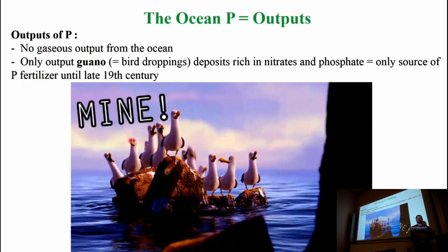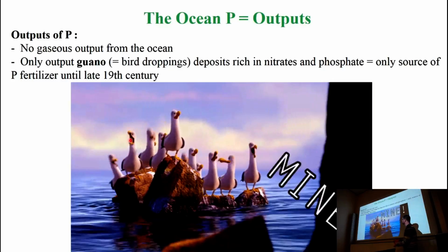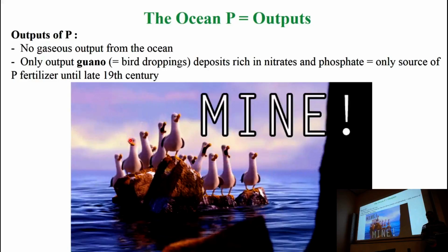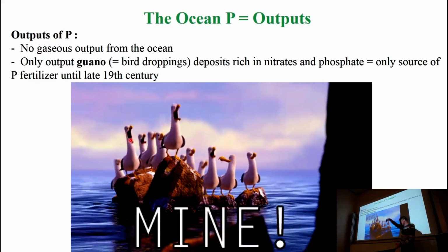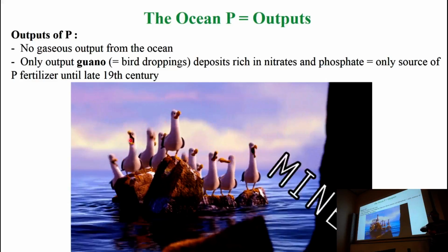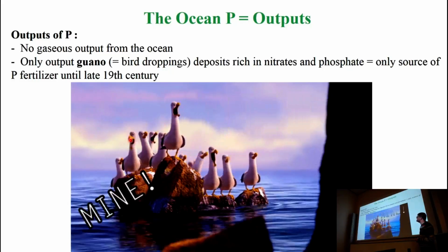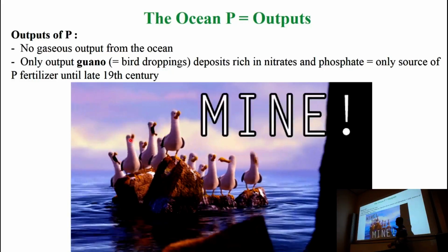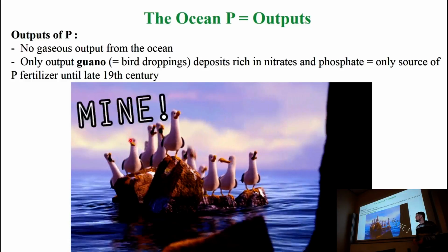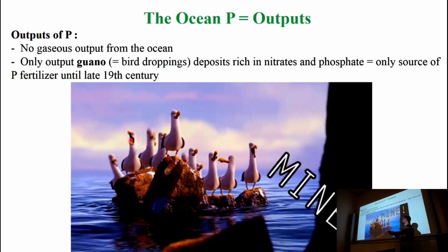The only output for phosphorus, because it doesn't have a gaseous phase, is if something eats some organic material, flies over land and then poops it out. Which is why Bass Rock was important, because all of that guano covering Bass Rock, it's not snowy on Bass Rock, it's just bird droppings, is an export of phosphorus from the ocean. And it is effectively the main export. So bird poo is really important for determining how much phosphorus is in the ocean.